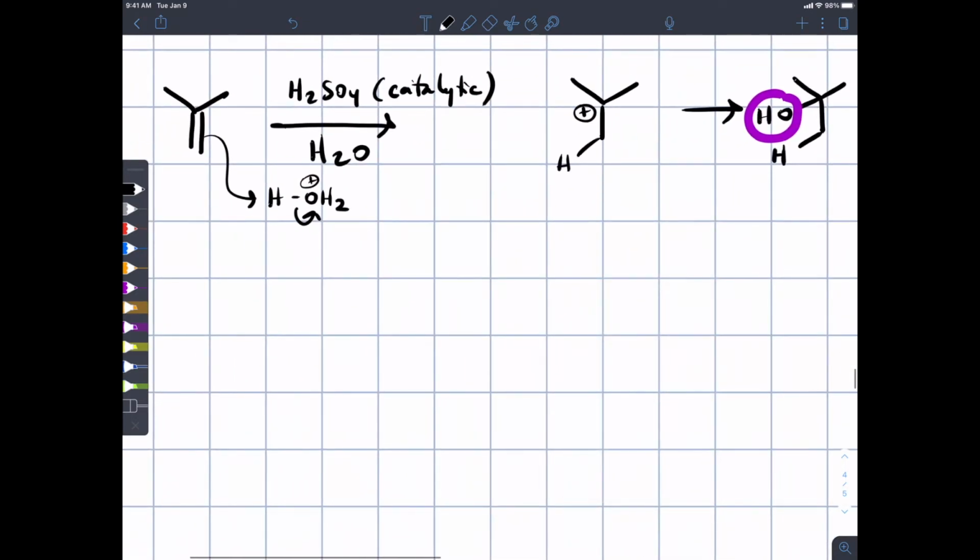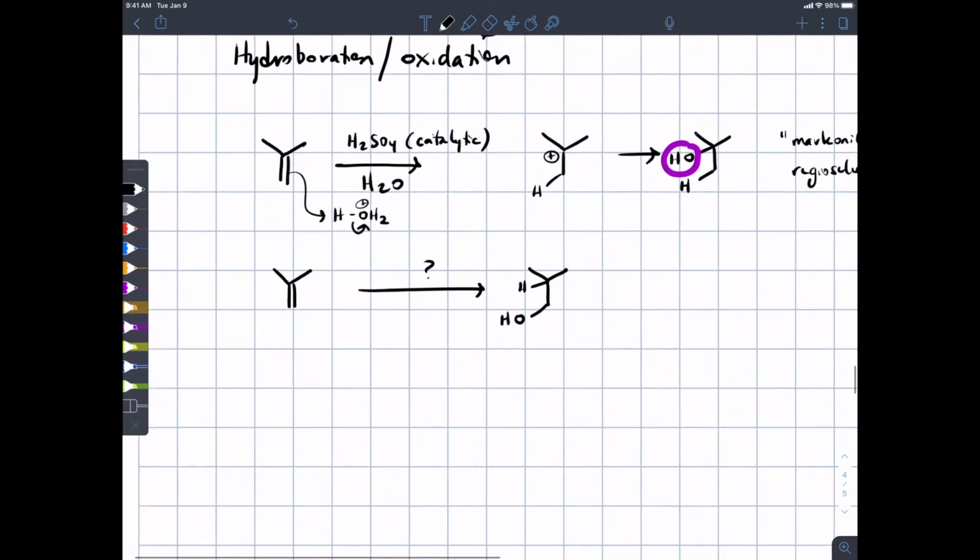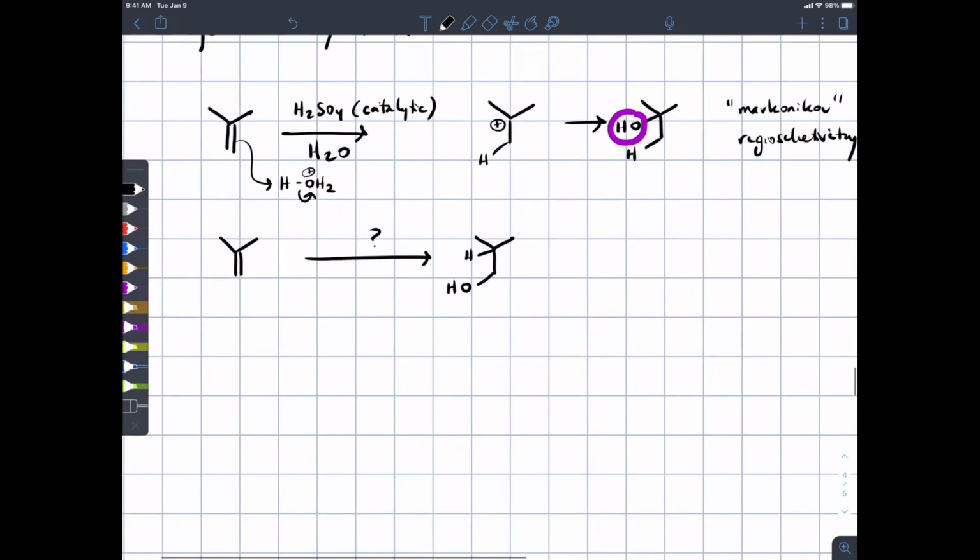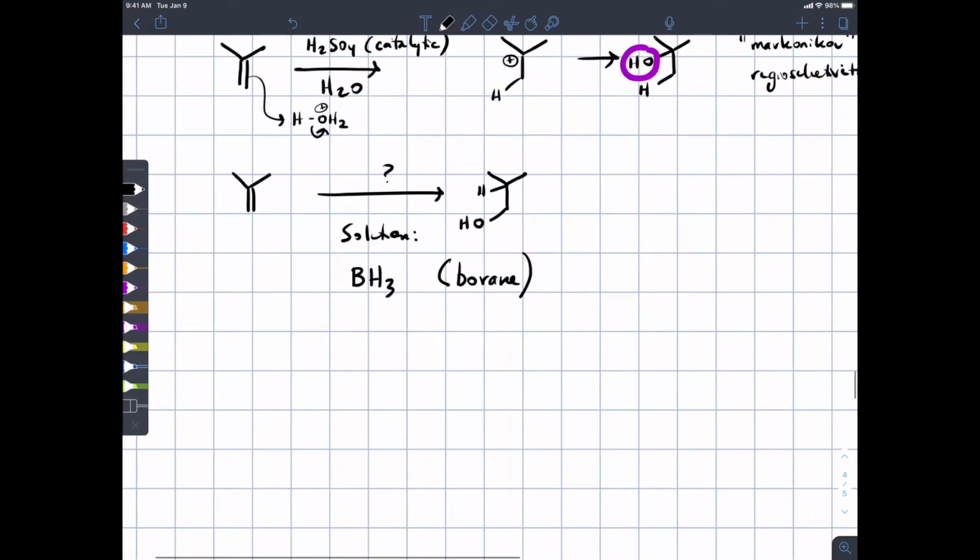Now, supposing I wanted to take the same starting material, but I wanted the OH on the less substituted carbon. Do we have a way of doing that? The answer is yes, and it's this hydroboration oxidation reaction. So our solution here is to use borane, BH3. Boron is a second row atom just in front of carbon on the periodic table. When neutral, it's bonded to only 3 things. It's an electrophile because it has an empty p orbital.